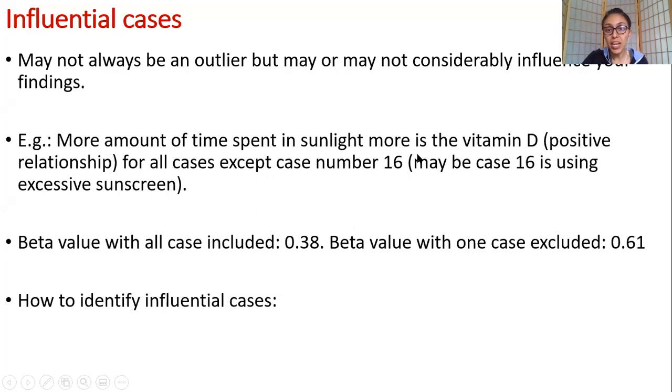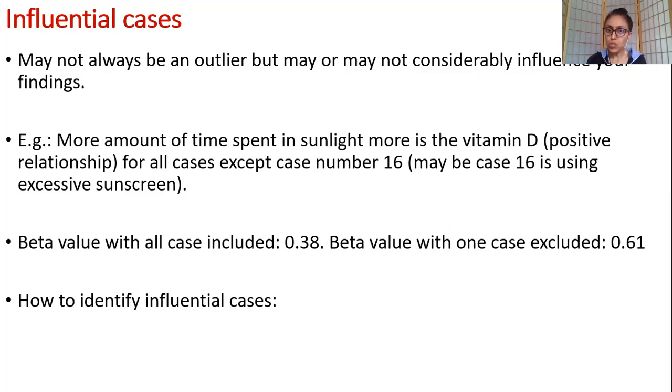Let me read this out for you. The more time spent in sunlight, the more vitamin D. So this is a positive association you are seeing, but for all cases except case number 16. For participant ID number 16, you are actually seeing an inverse association: she is spending a lot of time in sunlight, but her blood vitamin D levels are really low. Why is that the case? When you go to the raw data and look at the questionnaire and the answers she has given, you find out that she is applying sunscreen like 7 times a day, which is a really excessive amount.